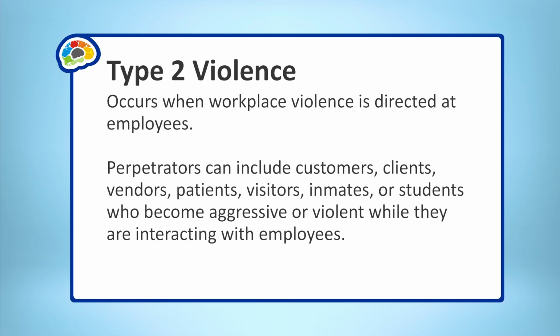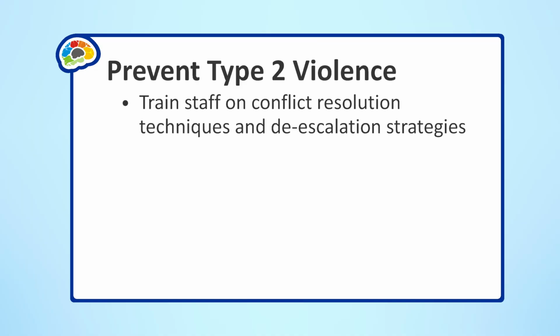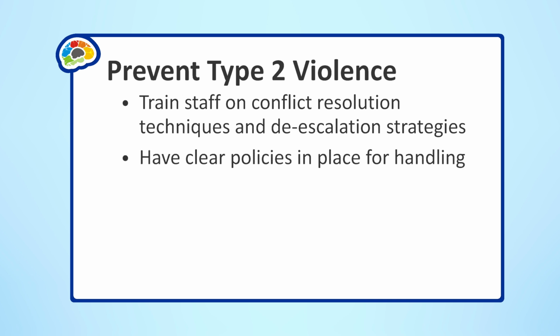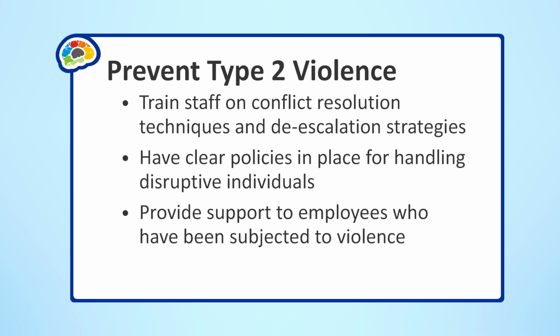Type 2 violence is workplace violence directed at employees. Perpetrators can include customers, clients, vendors, patients, visitors, inmates, or students who become aggressive or violent while they're interacting with employees. To prevent Type 2 violence, it's essential for employers to train their staff on work practice controls such as conflict resolution techniques and de-escalation strategies that will prepare them to manage potentially volatile situations. Additionally, having clear policies in place for handling disruptive individuals and providing support to employees who have been subjected to violence is crucial for maintaining a safe work environment.